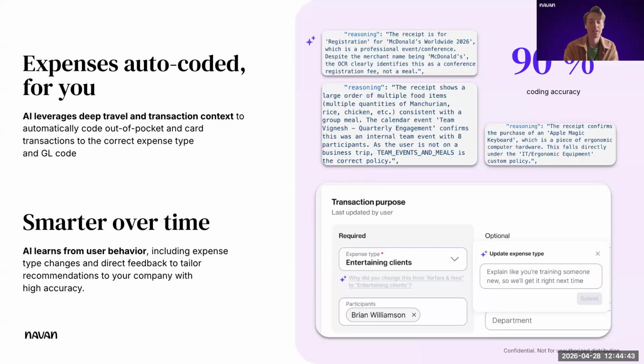The second part of this that I really want to double down on is that our model and our agents are working to get smarter over time. We built an ability for admins to come in and prompt the AI or give it training. Today as an admin, if you edit an expense type on a transaction, we'll prompt you to tell us why you updated it, as if you're training someone new. Then we take that and feed it back into our models to help make the coding more and more accurate over time. I hope that's something that our admins can take advantage of.